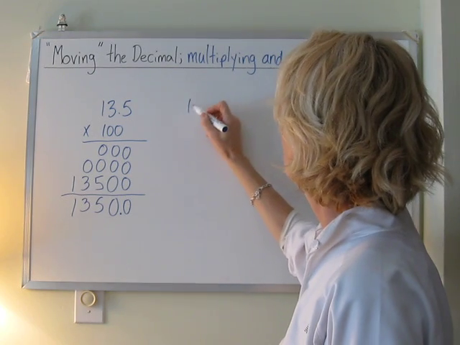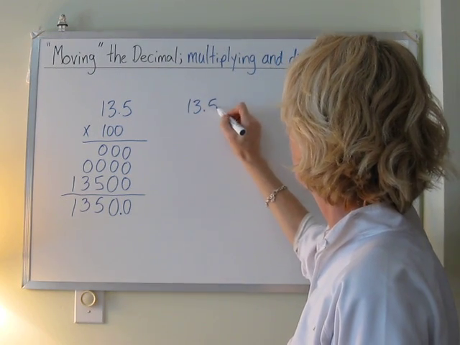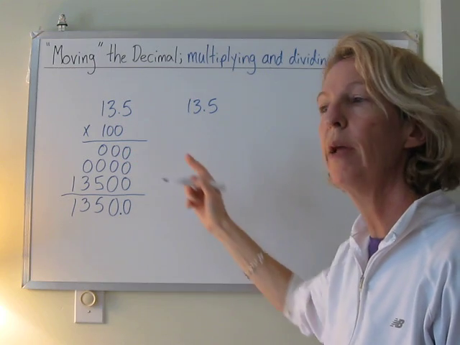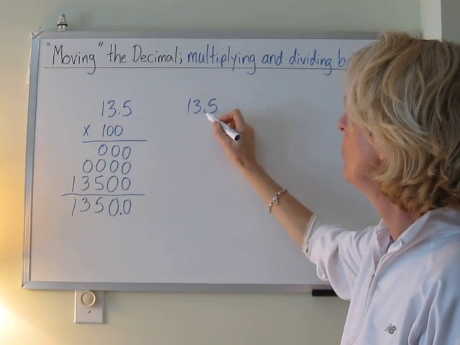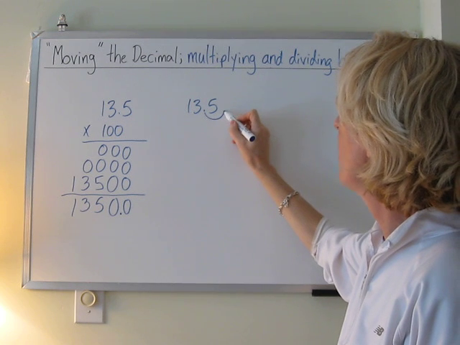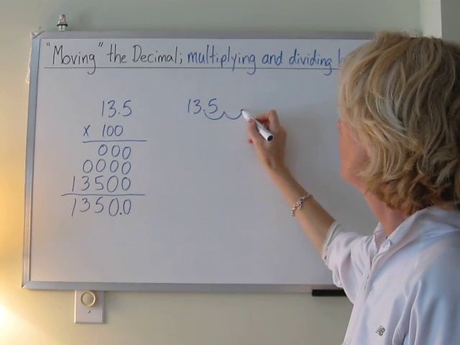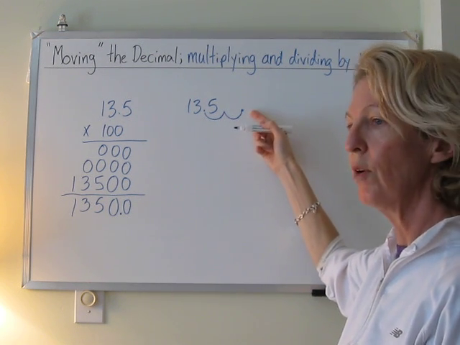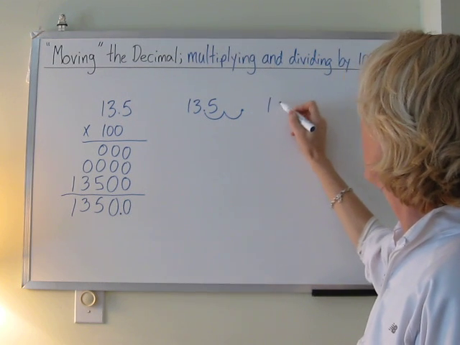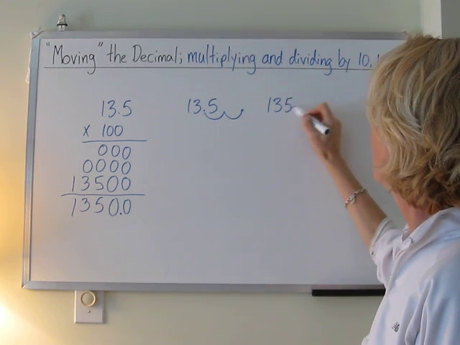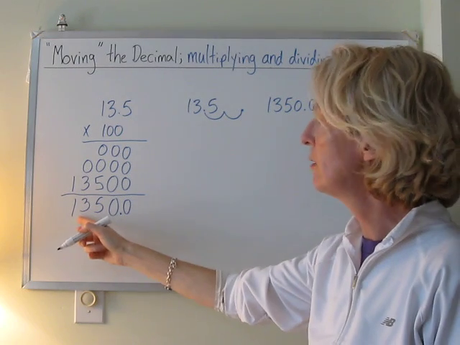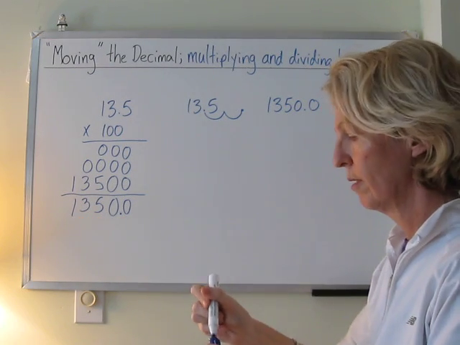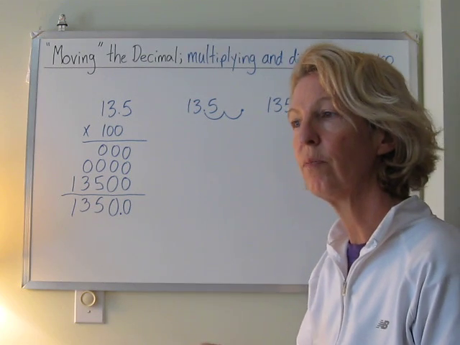Okay, so we started with 13.5. We multiplied by 100. We had 2 zeros here. So we move our decimal over 2 positions. And the decimal is going to be here now for an answer of 1350.0. Is that what we got? Yep. Good. All right, is that clear?